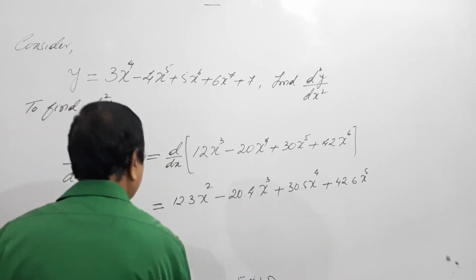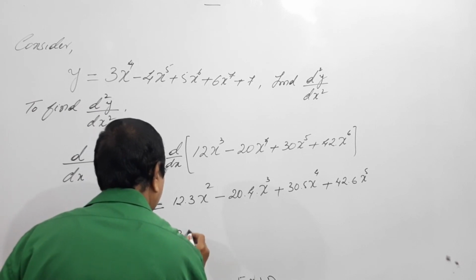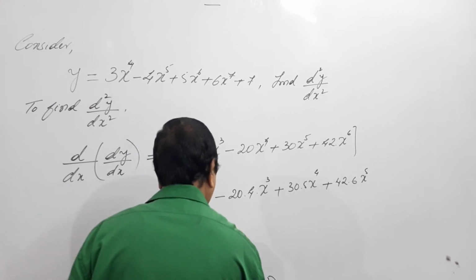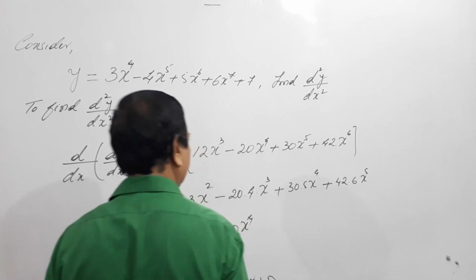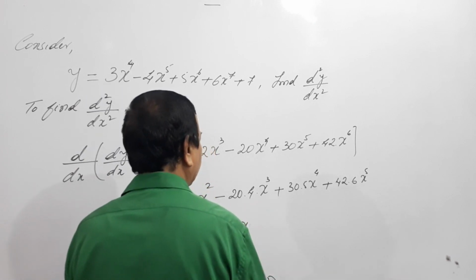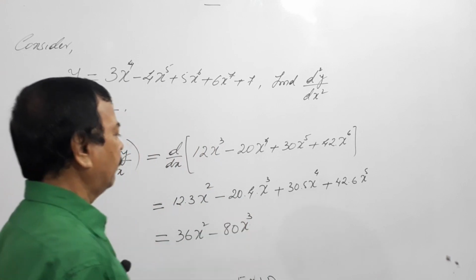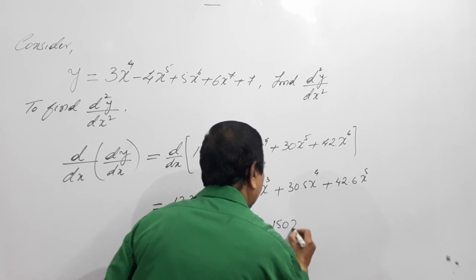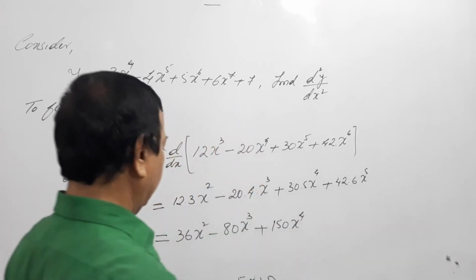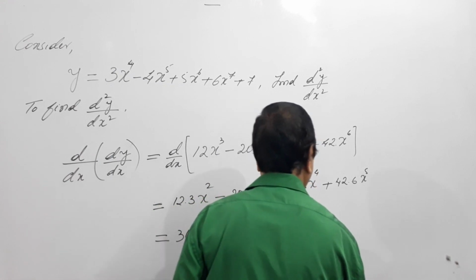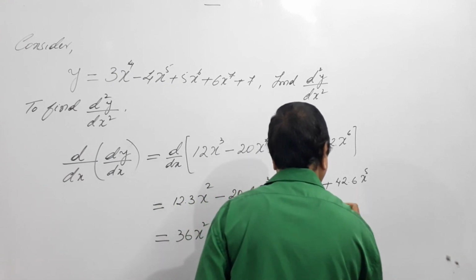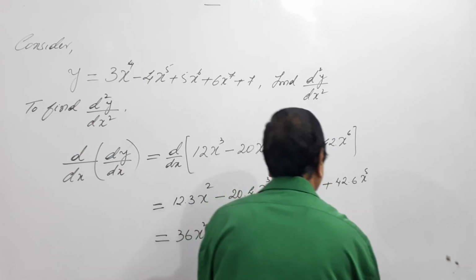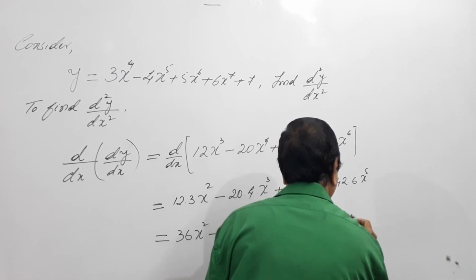So this becomes what? 12 3s are 36 x to the power of 2 minus 20 into 4 is 80 x to the power of 3, plus 30 into 5, that is 150 x to the power of 4, plus 42 into 6, that is 252 x to the power of 5.